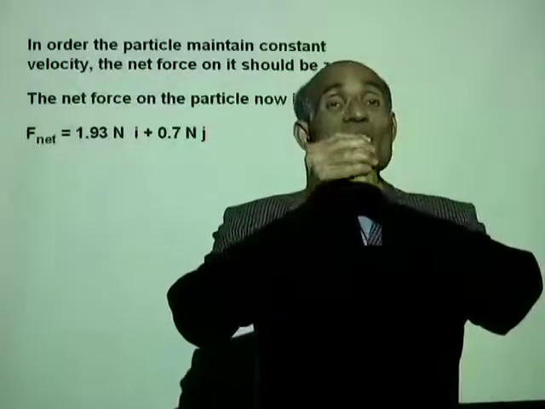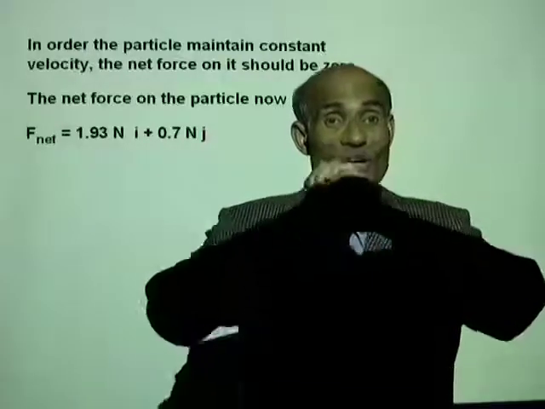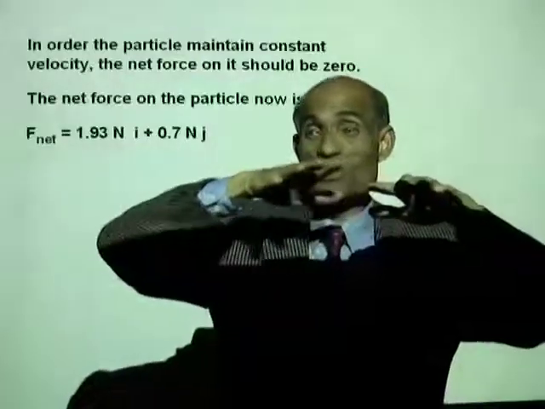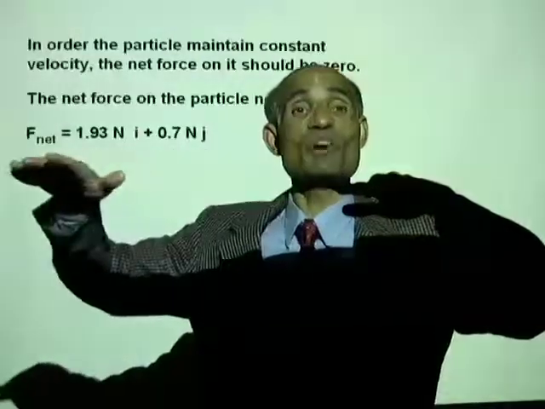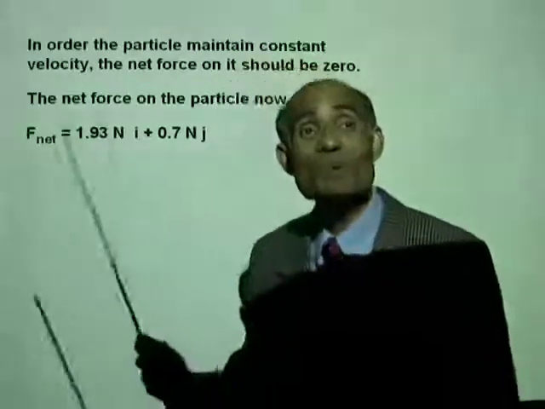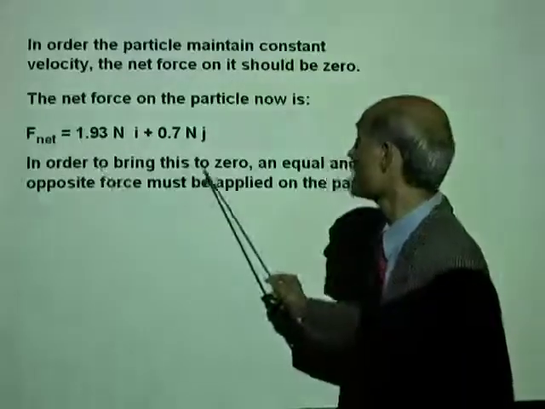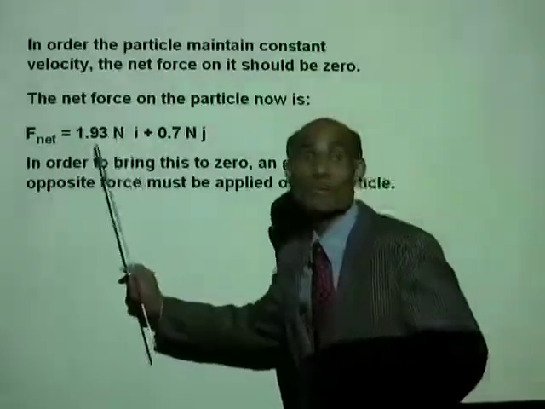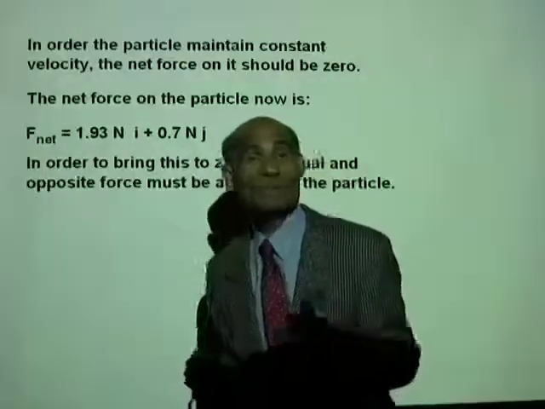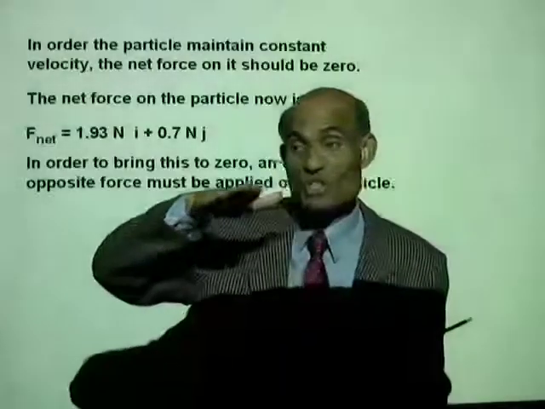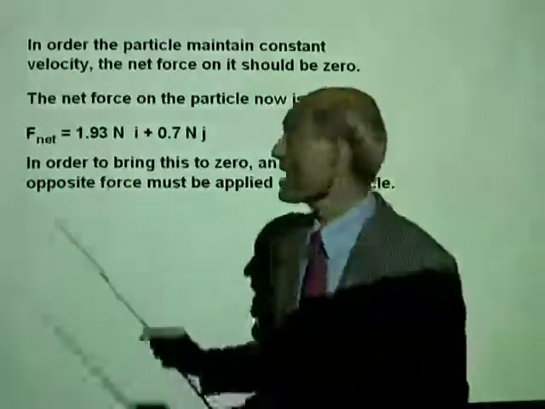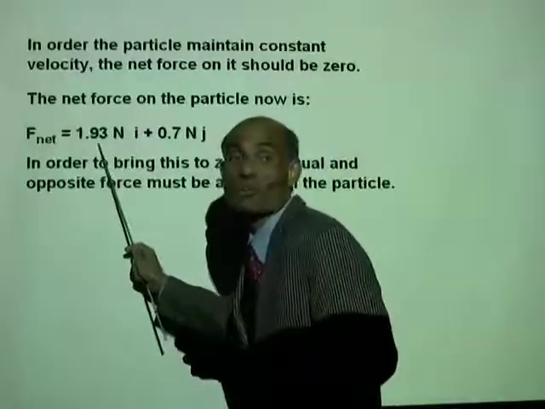In other words, you have to now balance all the forces, so that there will be no net force on the object, and the object will continue moving with a constant velocity. There will be no acceleration. Now, what will be that force? In order to bring this to zero, in other words, you need to bring the net force to zero. Is that right? The only way to keep the object moving with a constant velocity is to keep the net force zero.